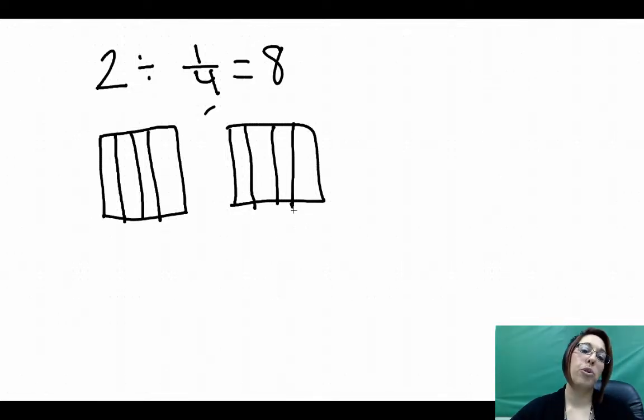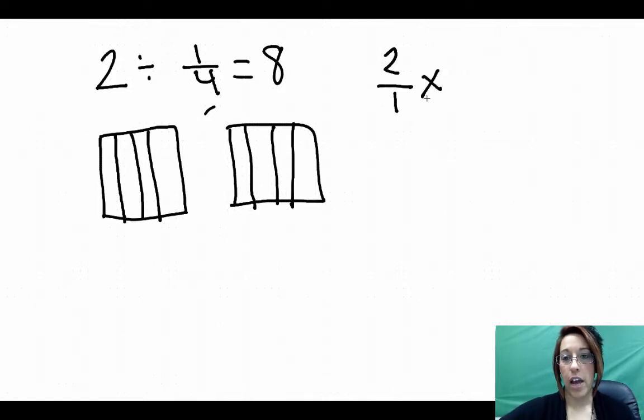So as we start moving towards the algorithm, there's a real specific formula for this algorithm. You can see probably how this algorithm is going to work. We're going to actually change it to multiplication. So we take our whole number 2 and make it the fraction 2/1. We're going to change our division to multiplication, and then we're going to flip, or call it using the reciprocal, of the fraction that we're dividing it by.